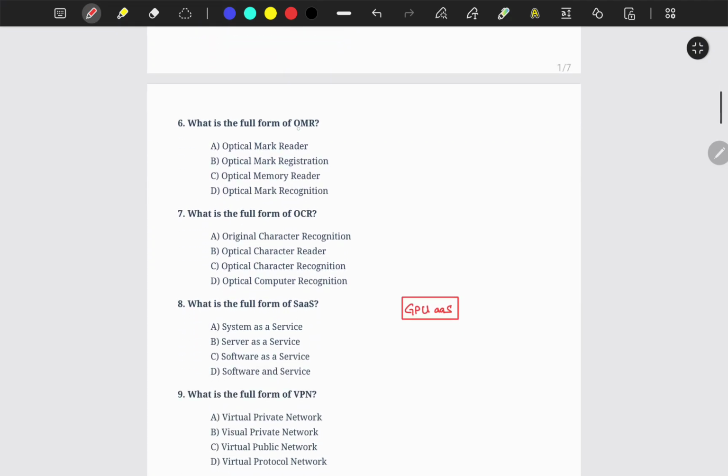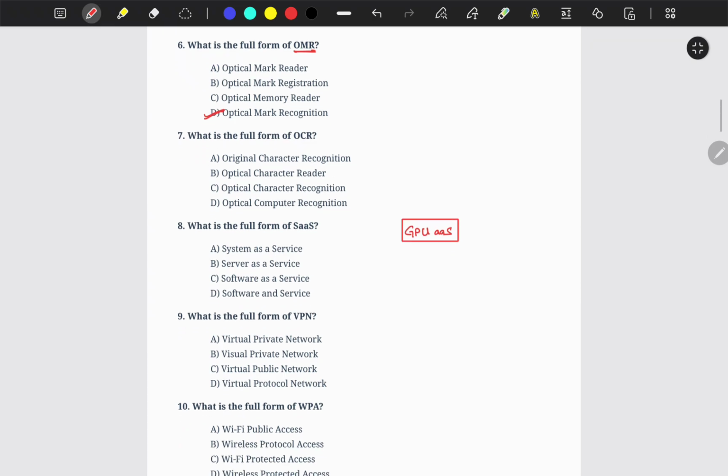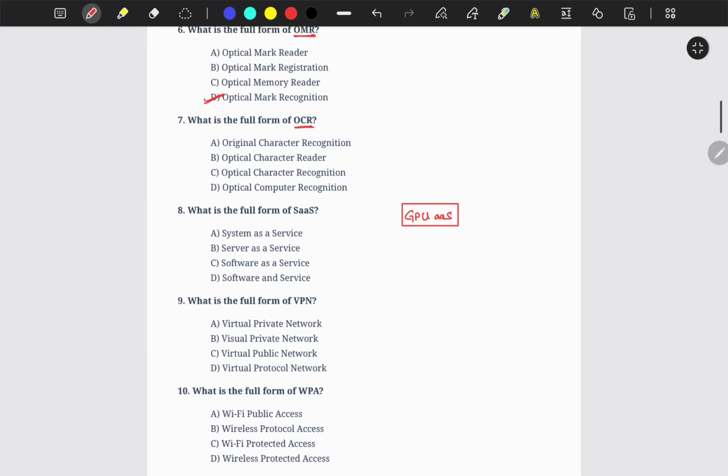OMR sheets you have read. So what is the full form of OMR? The correct answer is Optical Mark Recognition. Next one is OCR. What is the full form of OCR?